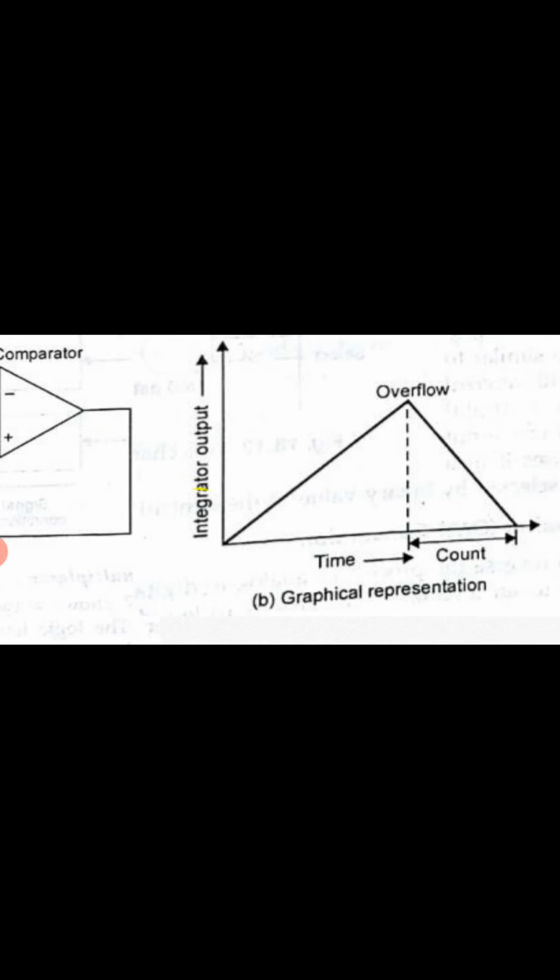Now the integrated value is discharged at a fixed rate, and the time to do this is measured by a counter. How much time it takes to discharge this voltage is measured by the counter. The count is then a measure of the analog input voltage. The counter value is directly proportional to the input voltage applied. So this is the dual ramp ADC.